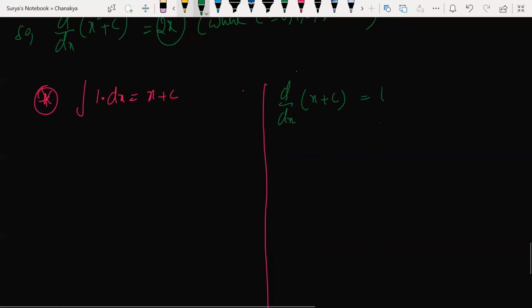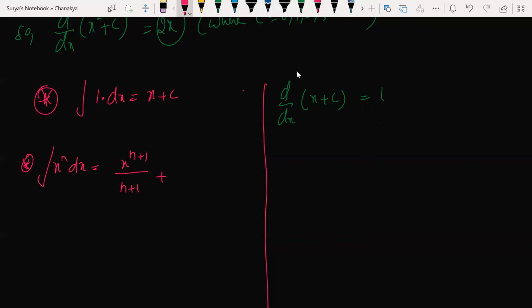So as I told you, beta, just now I gave you one formula. What was that formula? Integral of x to the power of n dx is equal to x to the power of n plus 1 divided by n plus 1, plus c, where n should not be equal to -1, common sense.